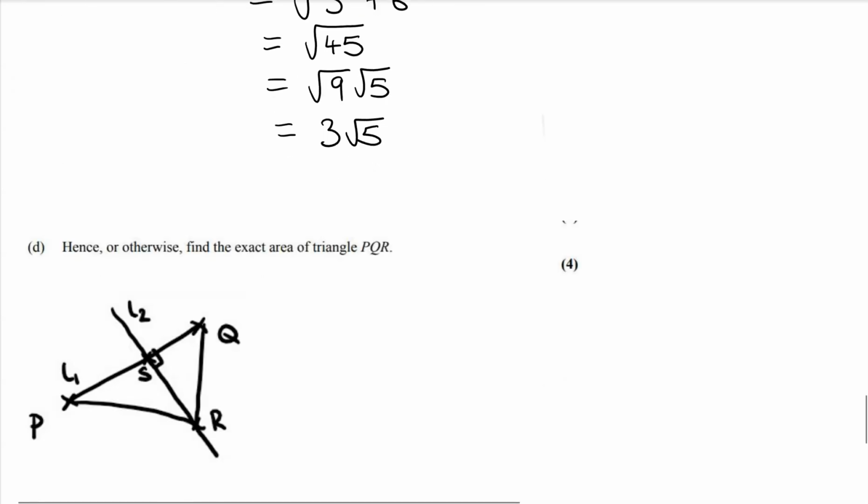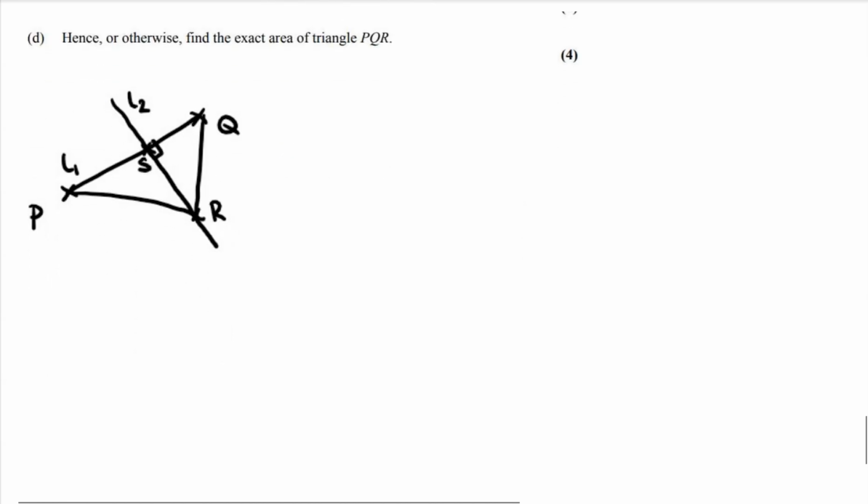Then we're on to the final part, which says hence or otherwise find the exact area of the triangle PQR. You're going to see this word hence, and also otherwise, throughout a lot of exam questions. What it means is use something you've done previously to help you with this. Using a sketch here is definitely going to be helpful. And the reason why is because you've just worked out what RS is, so you know this has a length of 3 root 5. Okay, so the length of RS or SR is 3 root 5.